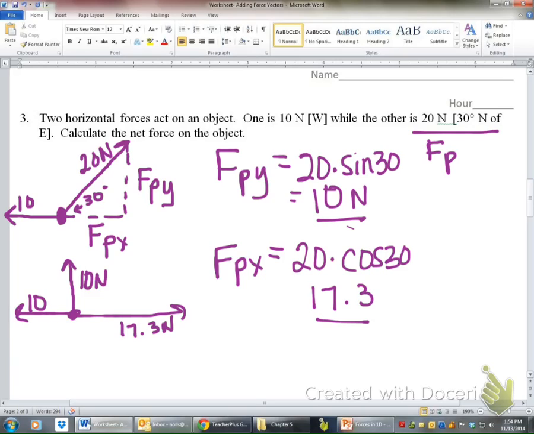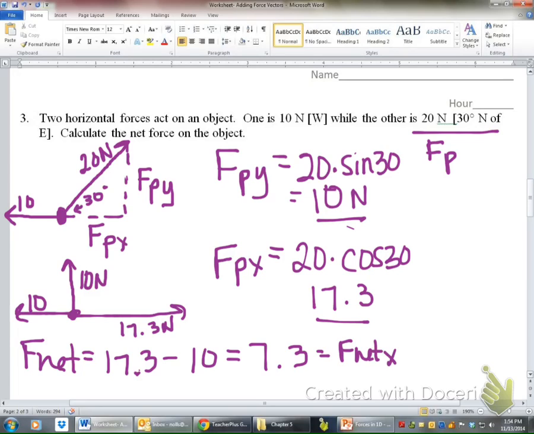Okay, so we are going to take our net horizontal force here and solve for it, which will be right minus left, so 17.3 minus 10. And we get 7.3. That's our net horizontal force. Overall, it's going to end up 7.3 newtons in that direction. What about our net vertical force? It's just 10. Okay, 10 newtons up is going to be our net vertical force.